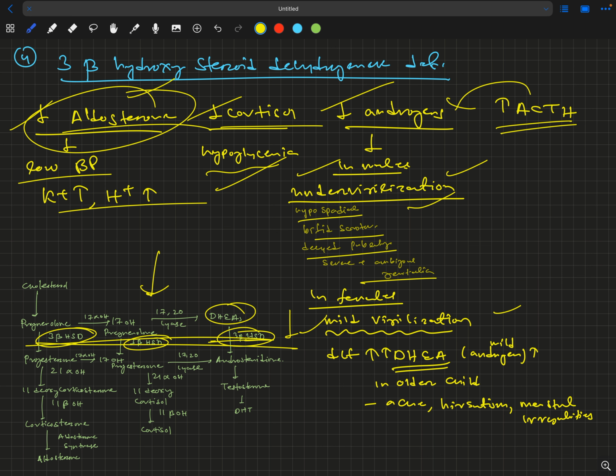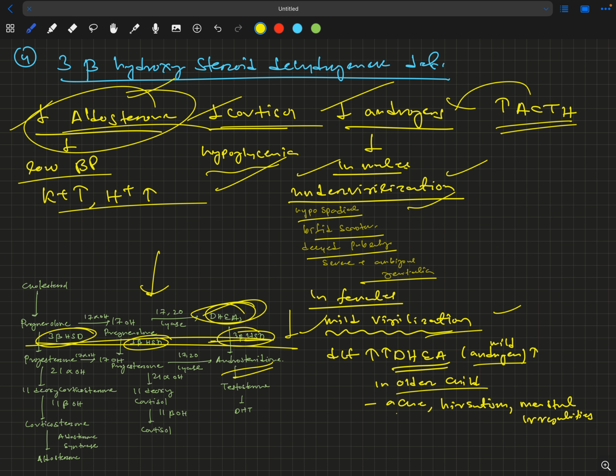In 11 beta hydroxylase deficiency, there is accumulation of 11 deoxycorticosterone, which has aldosterone-like activity. Even if aldosterone was less, there was development of hypertension like that. In case of 3 beta hydroxysteroid dehydrogenase deficiency, the deficiency of this enzyme will lead to decrease in sex steroids, but the precursor metabolite DHEAS is increased. This DHEA has mild androgenic effect, so it will affect the female by mild virilization.